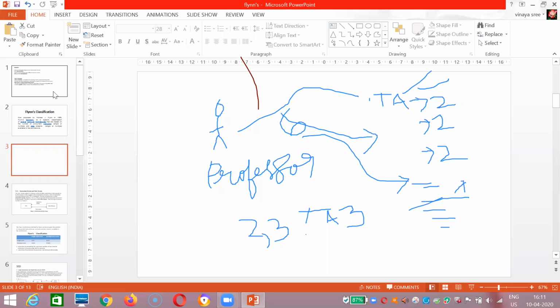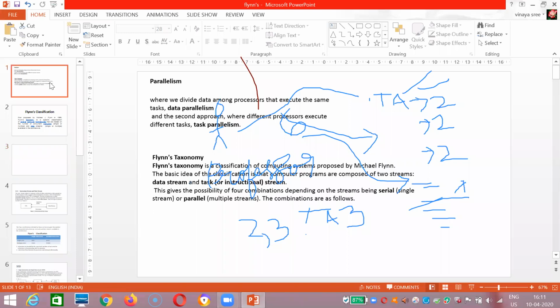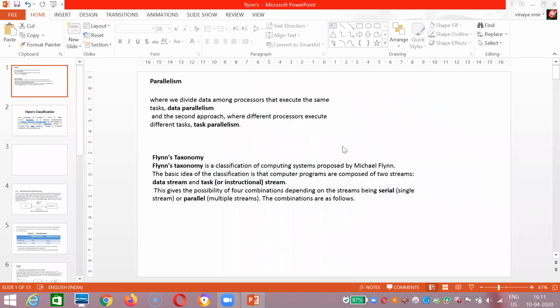See here. When we divide data among processes that execute the same task, it is data parallelism. What is the first one that I explained? Giving 2 subjects to each assistant for correction. Whereas the second one is: from all the subjects, the first 2 questions need to be corrected by you, it's your duty to complete those 2 questions from all the subjects. This is where different processes execute different tasks.